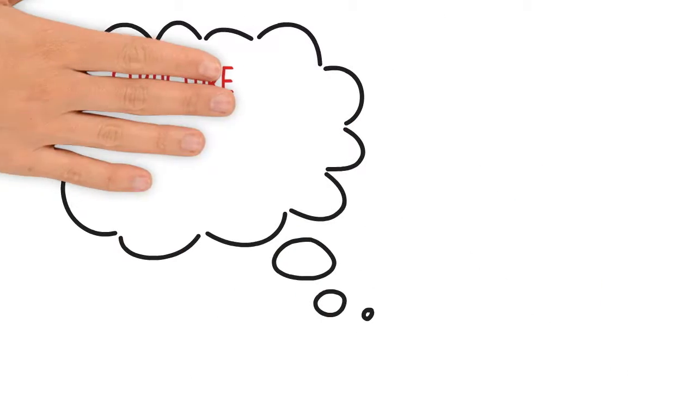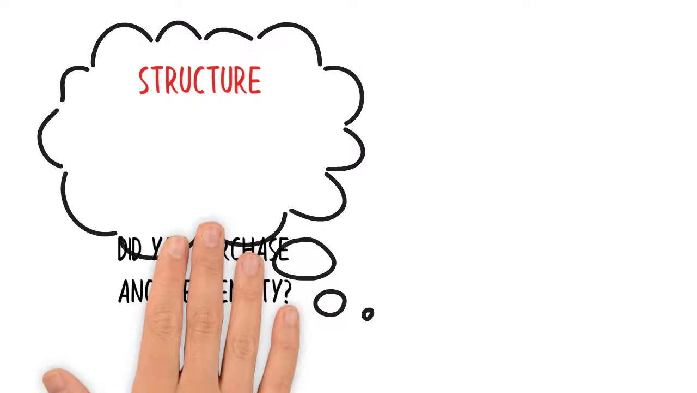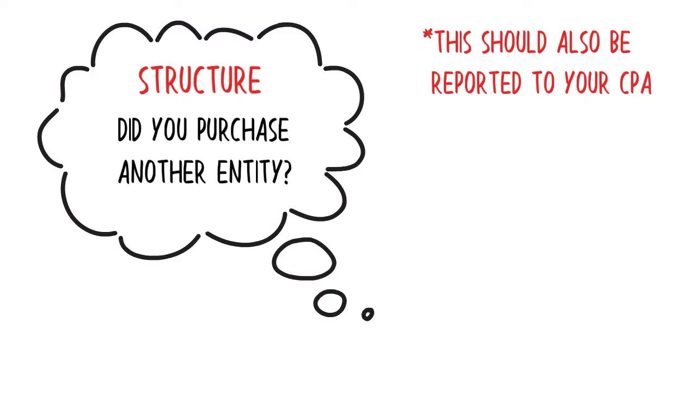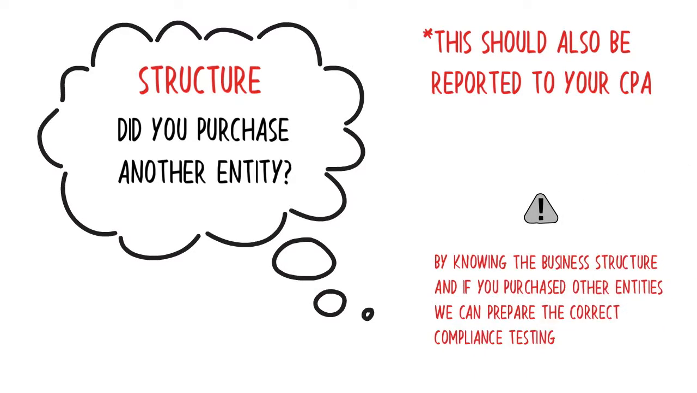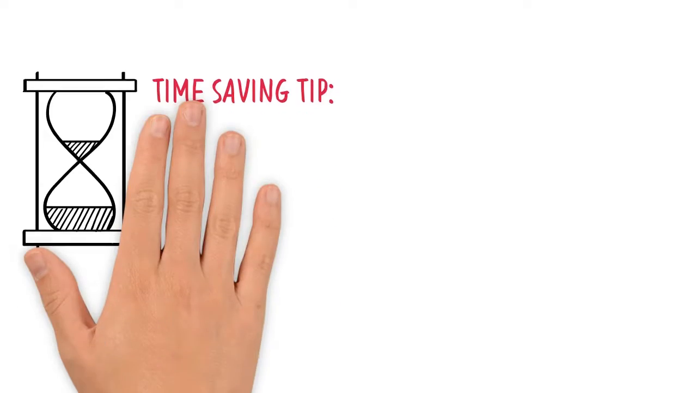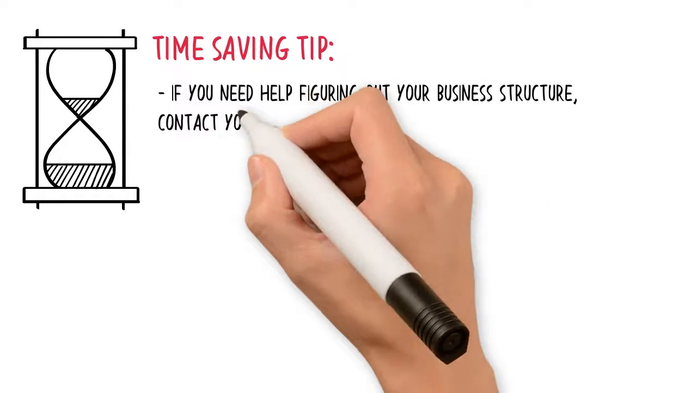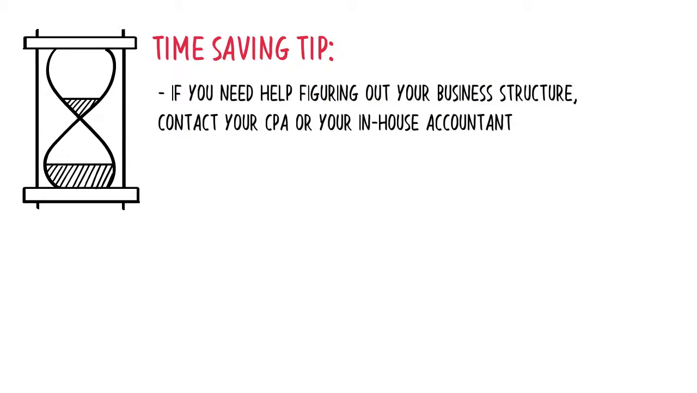When you're thinking of structure, you should also be thinking if maybe you've purchased another entity. This should also be reported to your TPA. Why is this important? Because by knowing the business structure, and if you purchase other entities, we can prepare the correct compliant testing. My time-saving tip would be, if you need help figuring out your business structure, I would contact your CPA, or maybe you have an in-house accountant.